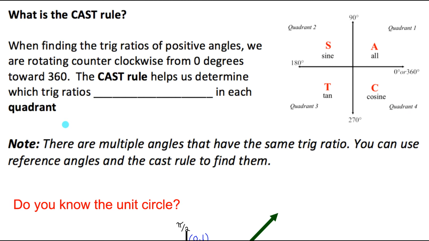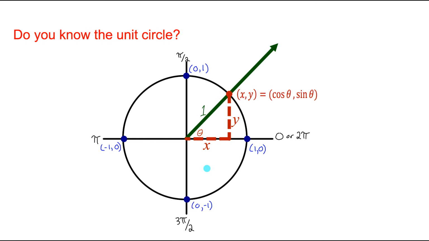Now let's talk about the cast rule, but before I talk to you in depth about the cast rule, you need to understand the unit circle. The unit circle is going to be key to you actually having a full understanding of trigonometry. So here I've drawn a unit circle. A unit circle is a circle with a radius of 1. That's why it's called a unit circle.